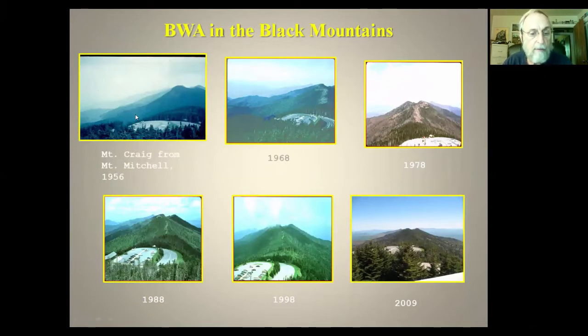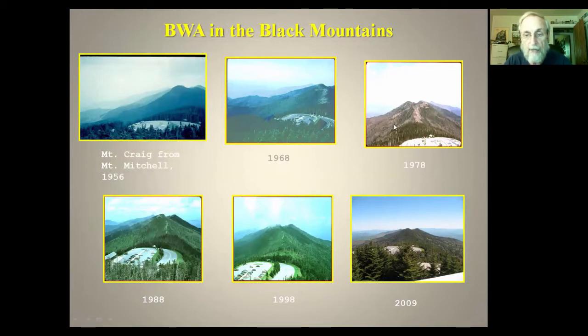This first picture is a picture of Mount Craig from Mount Mitchell. Mount Mitchell was the first area in the Appalachians where the insect was discovered on Fraser fir. And that happened in about the mid-60s. So in 56, this presumably was before the Adelgid attacked and everything looks nice and green. 68 was a couple of years after, and you can see the ridge top where you have a lot of dead snags. The 70s in general is when the mountain looked its worst.